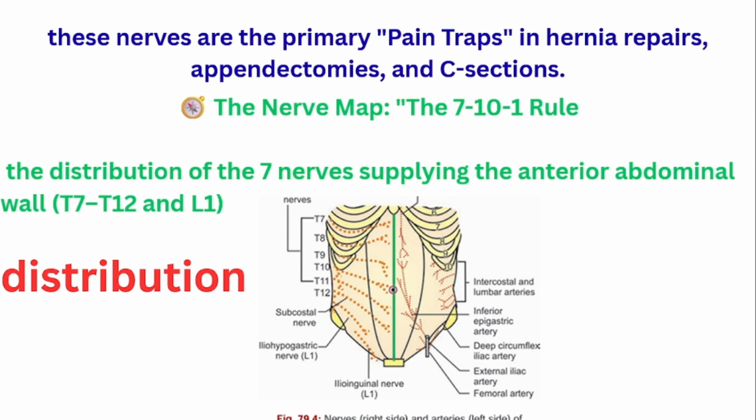On the left side, we can see the arterial supply, the intercostal and lumbar arteries, and the anastomosis between the superior epigastric artery and the inferior epigastric artery, which we explained in a previous video on the blood supply of the abdominal wall. So let us focus on our target in this video, the nerve pain trap.